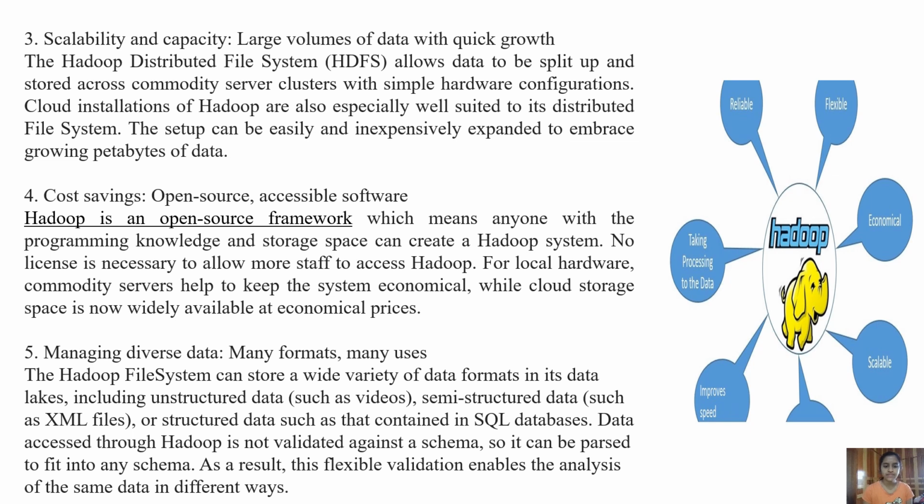Managing diverse data, many formats, many uses. The Hadoop file system can store a wide variety of data formats in its lakes, including unstructured data such as videos, semi-structured data such as XML files, or structured data such as that contained in SQL databases. Data accessed through Hadoop is not validated against a schema, so it can be passed to fit into any schema.